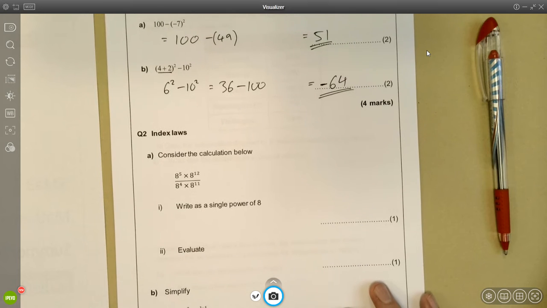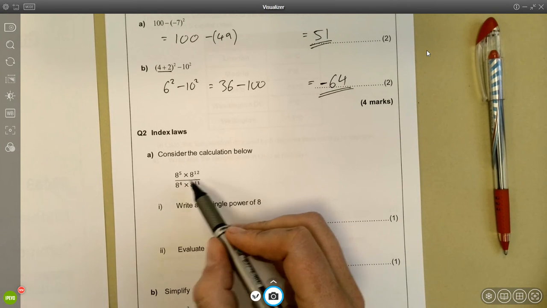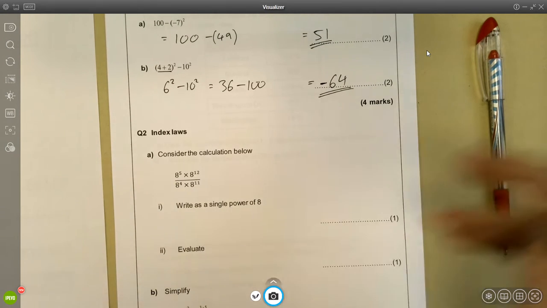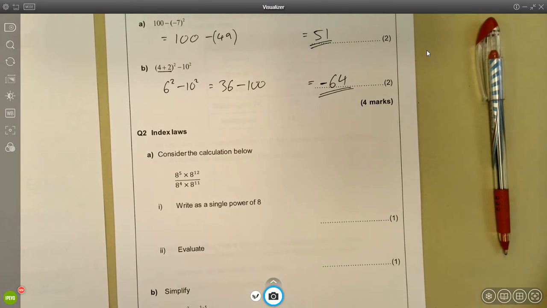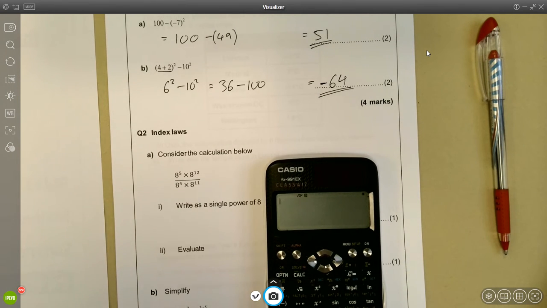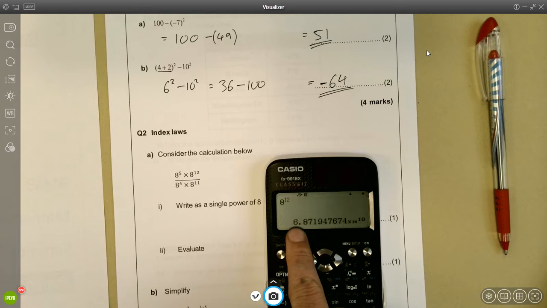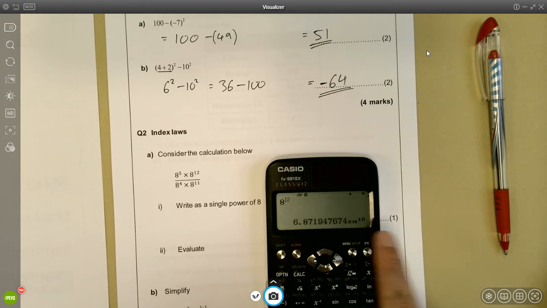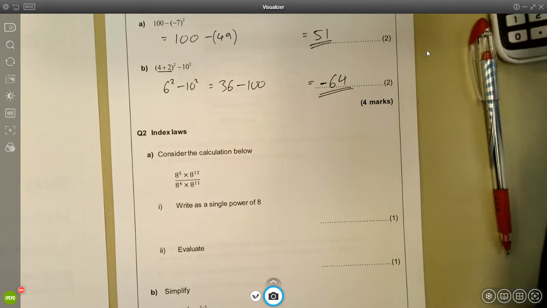Index laws. So let's have a look at this one. You don't get a calculator. 8 to the power of 5 is some enormous number. 8 to the power of 12 is some enormous number. Okay, so you can't do this. I'm just showing you stuff that you can't do here. I'm not expecting you to know that it's 32,768, etc. 8 to the power of 12, using standard form, it's roughly 68 billion. Okay, don't worry about that. That's not the way to do this question.